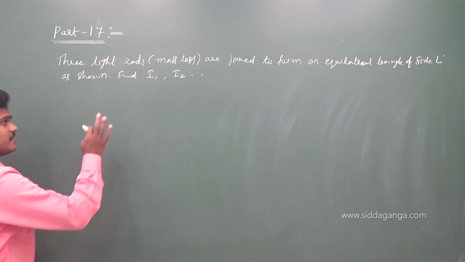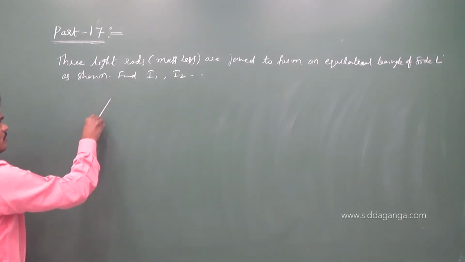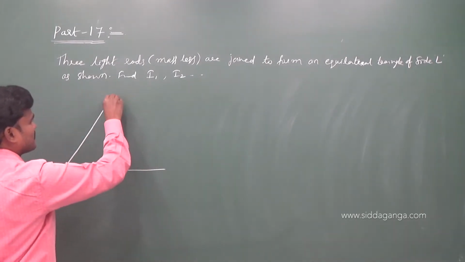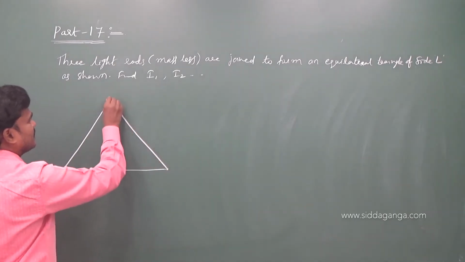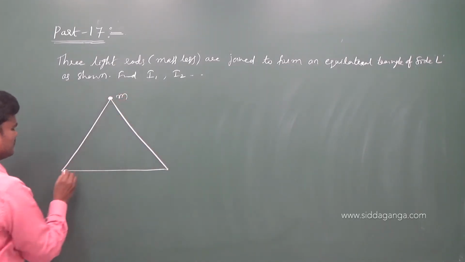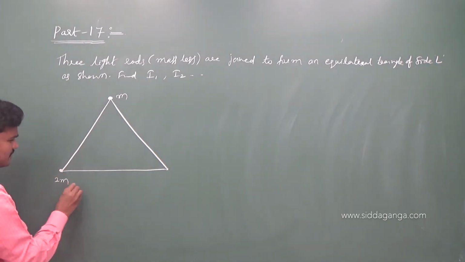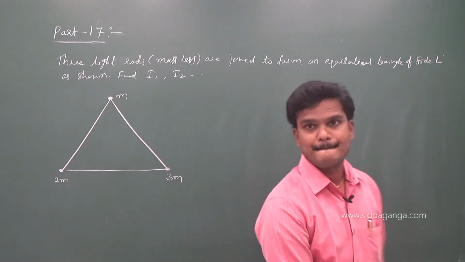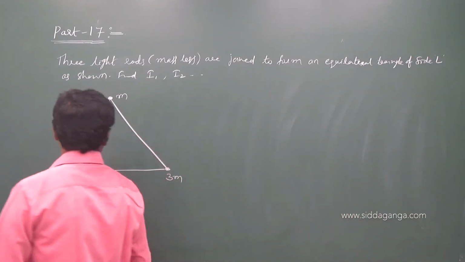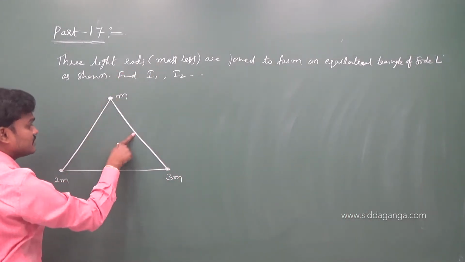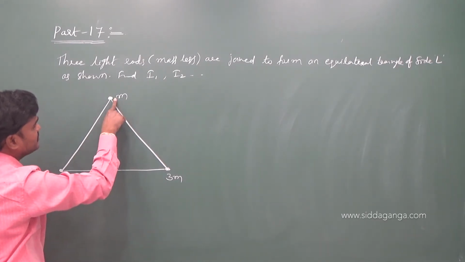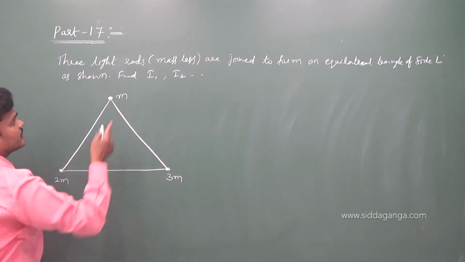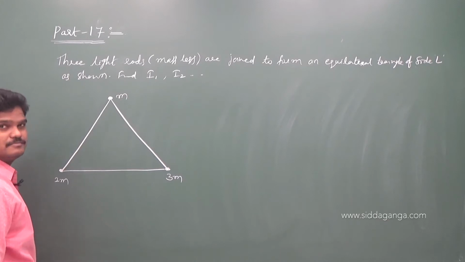Let us find I1, I2 first. These are the three light rods, massless. And here they placed one mass m. Here let me take, instead of identical masses, 2m, and here 3m. Keep in mind, I have written massless, massless, massless. Only some point masses are placed here, here, here: m, 2m, 3m. Now they are asking to find I1, I2, and so on.